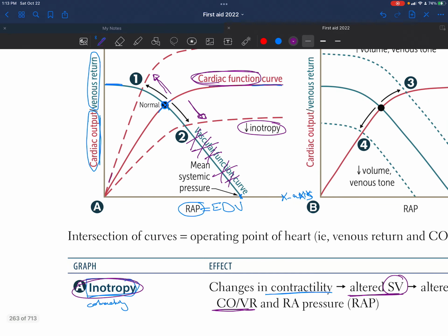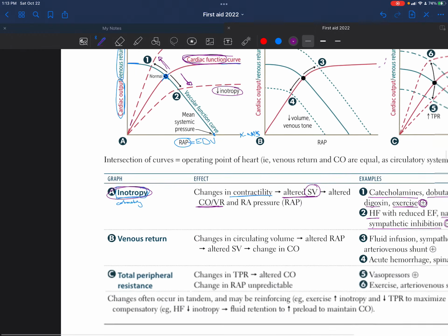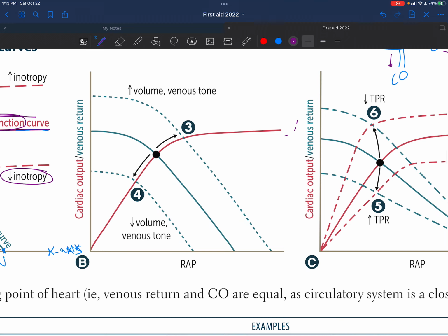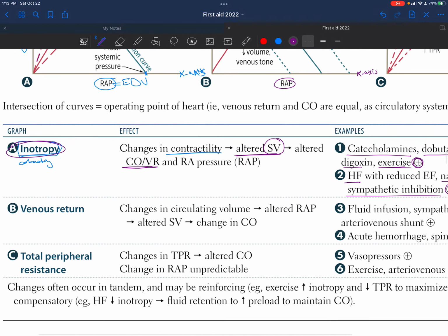So as we can see, when changing the inotropy, we're only changing the cardiac function curve, either going up or going down, while the vascular function curve stays as it is without any change. So that's for graph A. If we go to graph B, we have the same x-axis and the same y-axis, with the right atrial pressure, and now we're going to talk about the venous return. So it's the blue line.